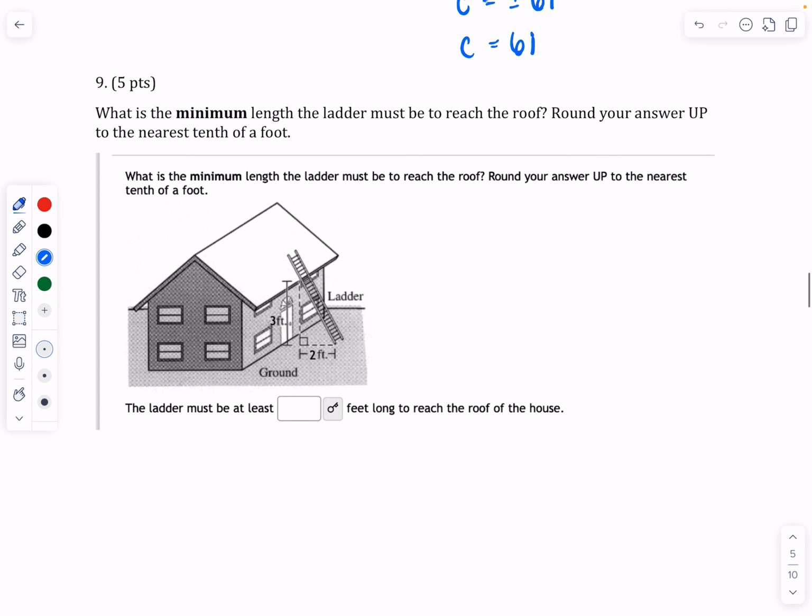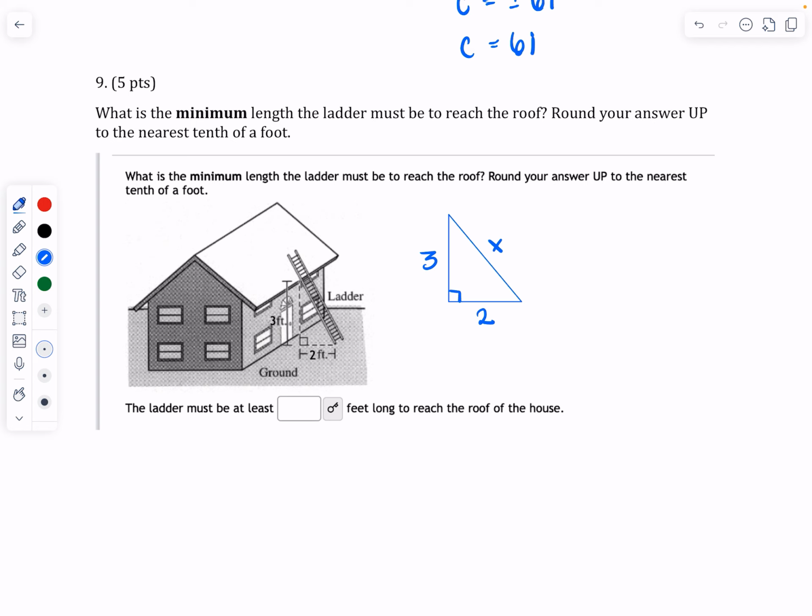Okay, number 9. What is the minimum length the ladder must be to reach the roof? Round your answer up to the nearest tenth of a foot. Okay, so we have a right triangle here. I'm just going to redraw it for clarity. Okay, so the base is 2 foot. The height of the roof is 3 feet. It must be a small house, I guess. And we need to know the length of the ladder, so I'm going to call that x.